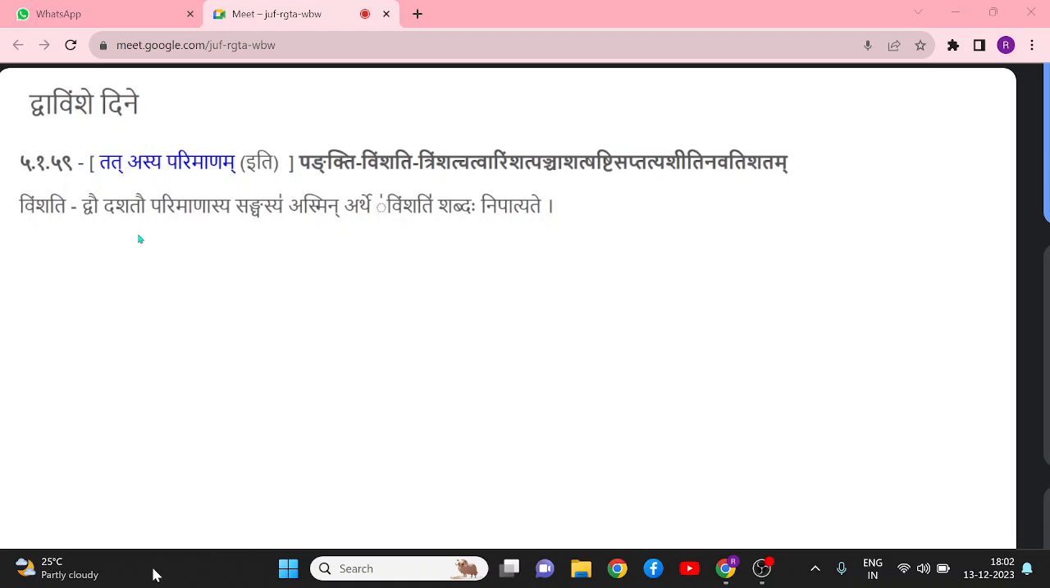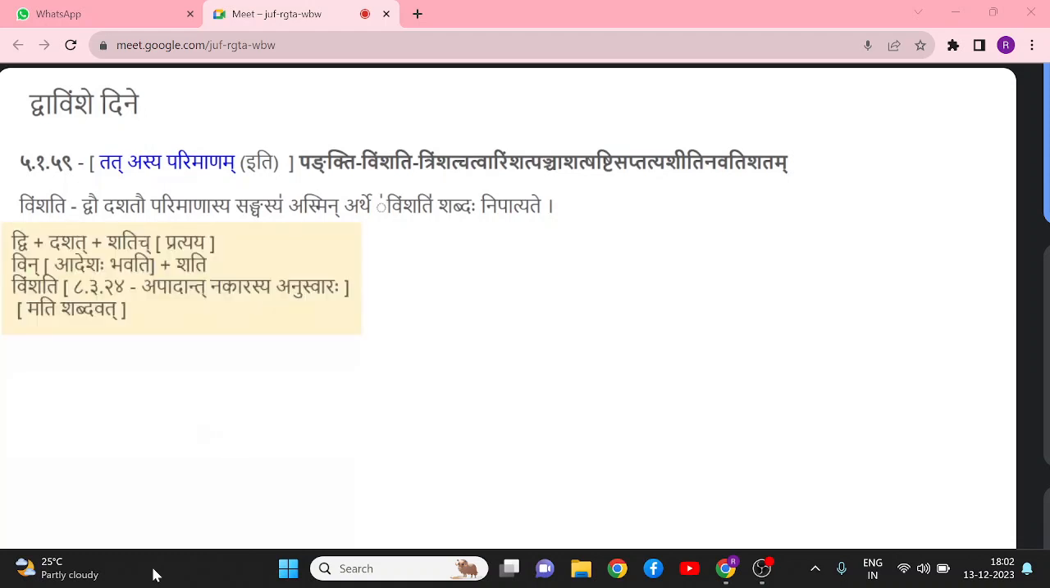And they say how it is derived. For example, Dvavimshat. I mean, Vimshati is what? 20. So it says Dvidashat. Dvau dashatau parimanasya sankhyam asmin arte vimshatihi. It is 2 times 10. So dvi plus dashat, Dvi dashat, and there is a pratyaya called shatich attached. Don't worry too much. It is just because I want to prove that both are same.